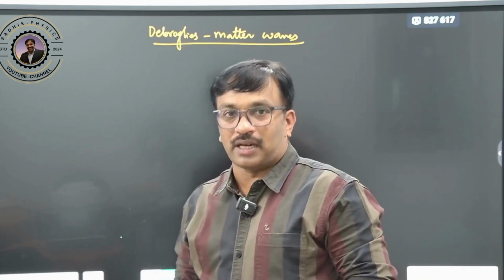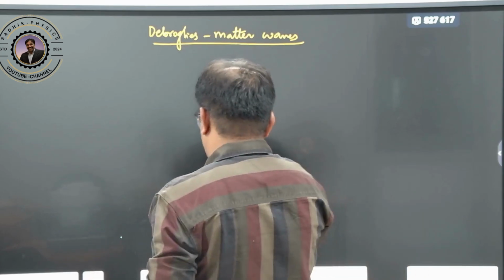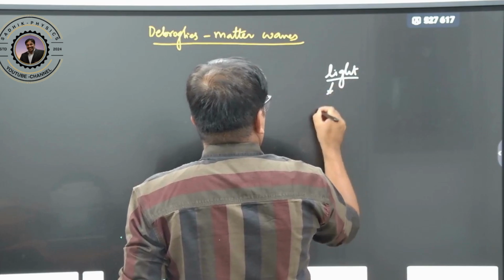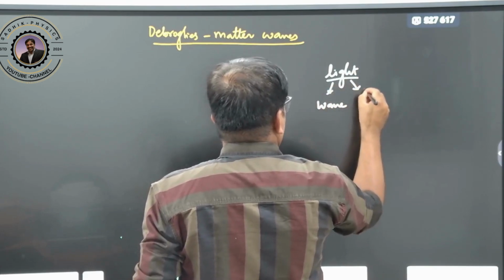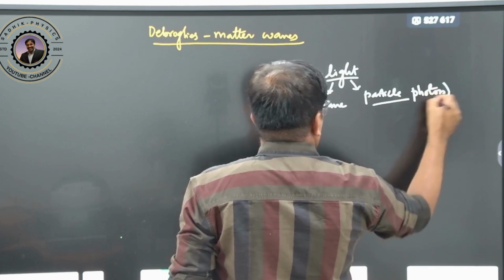This concept came about to explain light. Light shows wave nature through interference, diffraction and polarization. These are all wave properties of light. Light also shows particle nature, like the photoelectric effect. So light has both a wave nature and a particle nature, and the particle is the photon.